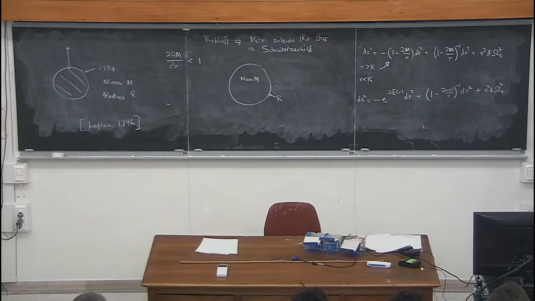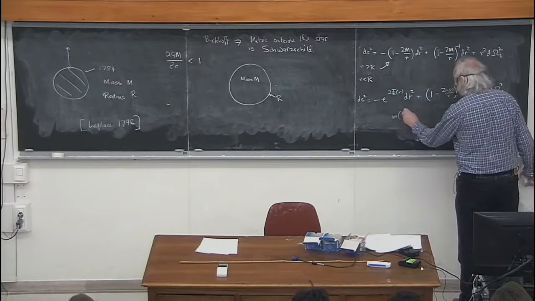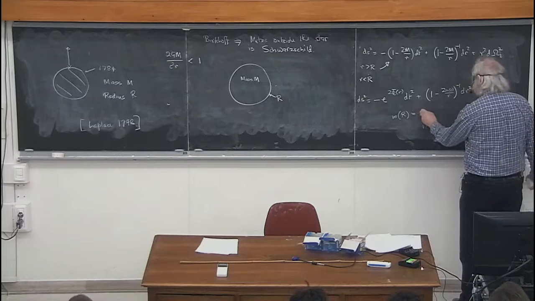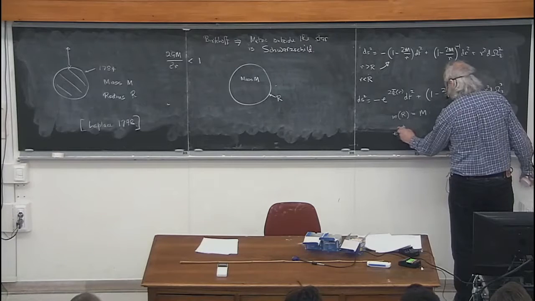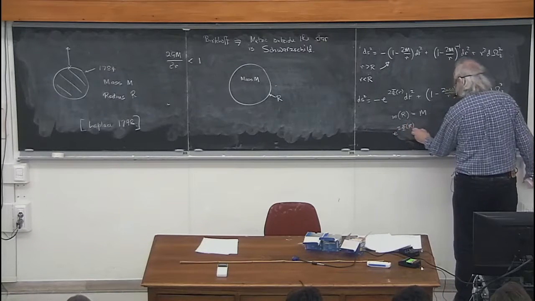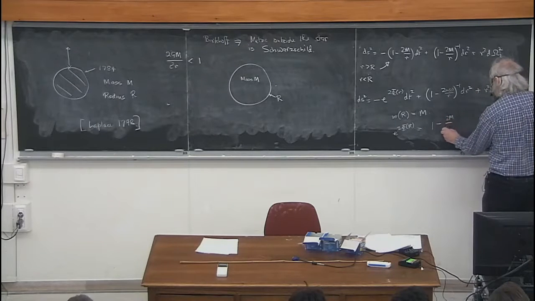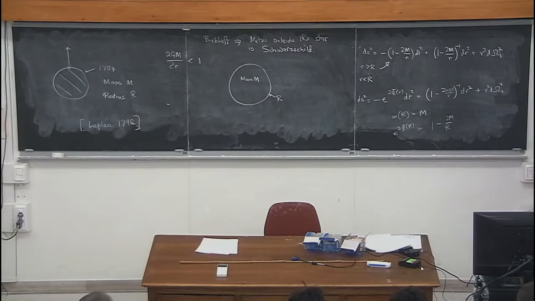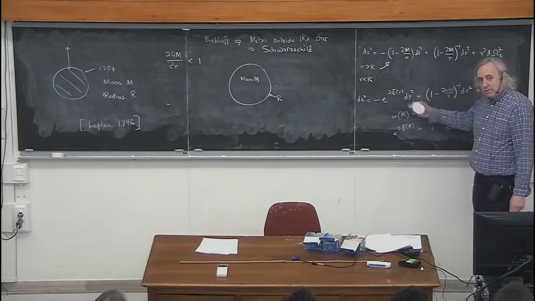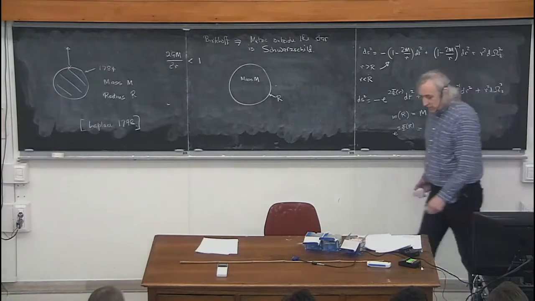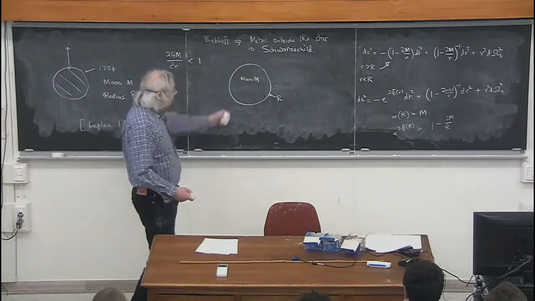And of course, you need the metrics to match up. So that tells you that m of big R is equal to big M. And it tells you that e to the 2 phi of big R is equal to 1 minus 2 big M over R. Now what you need to do is to determine this function little m of r and phi of r. To do that, you need to know something about the energy momentum tensor of the stuff that makes up the star.